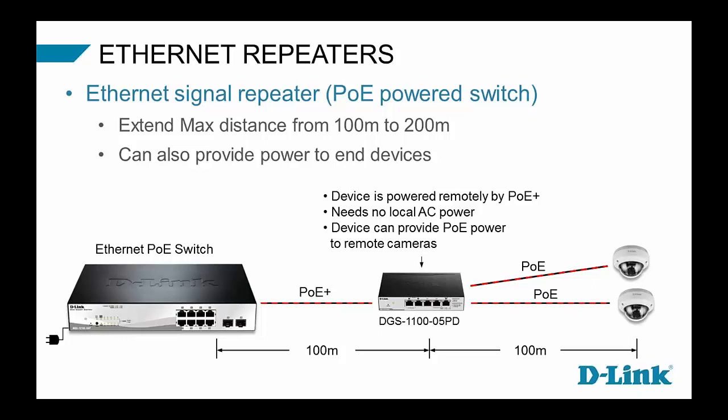Now, of course, the rules of physics apply here. If I'm only powering the 05 PD with 15 watts of power, I'm not going to have a whole lot left over for those IP cameras that are on the right side. So I have to make sure I obey the power requirements, but as long as I do that, this is a really nice application, a really nice solution for getting PoE power out to cameras beyond 100 meters.